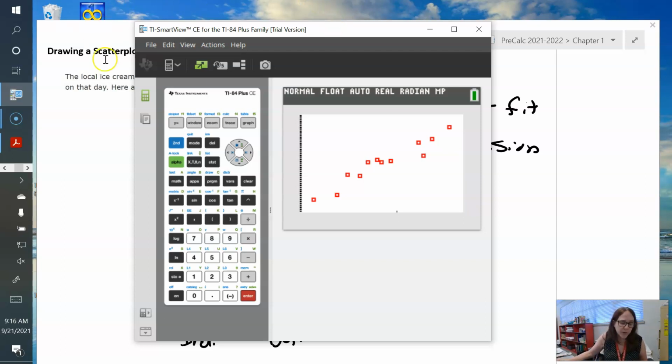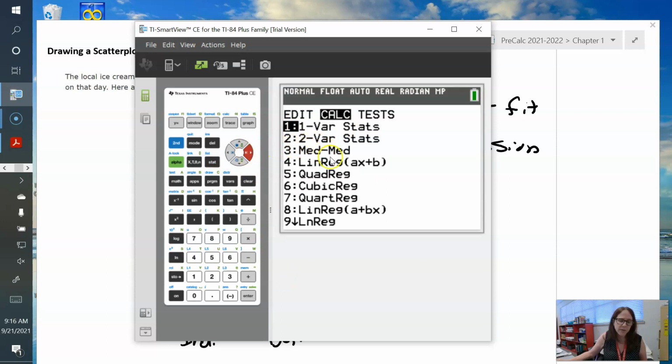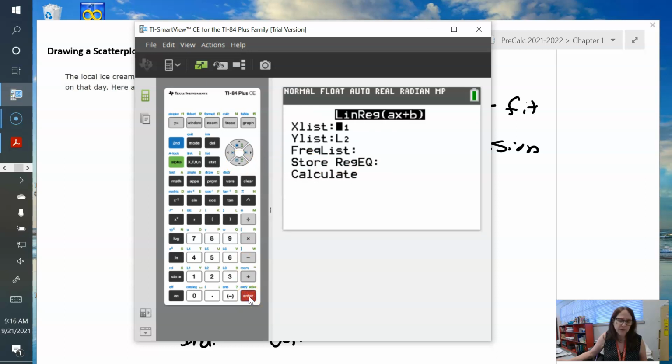So first let's get the equation. I'm going to go to Stat. Edit was already doing my list, so now I'm just going to arrow over one to Calc. I want the equation of a line. That's number 4, LinReg, linear regression, ax plus b. A is your slope because that's the coefficient in front of x, and b is your y-intercept. So I'm going to come down to that one and hit enter.